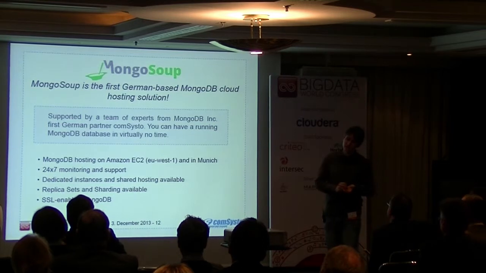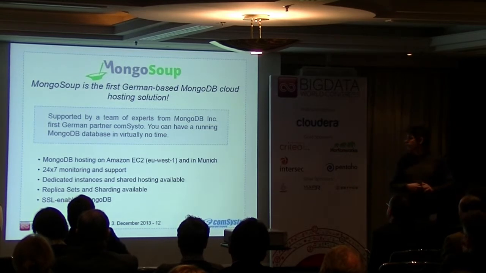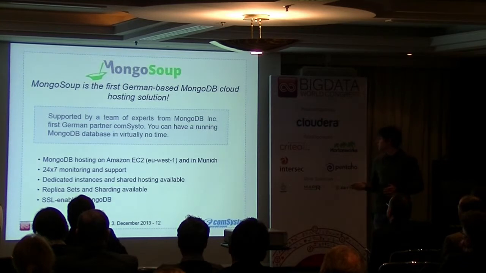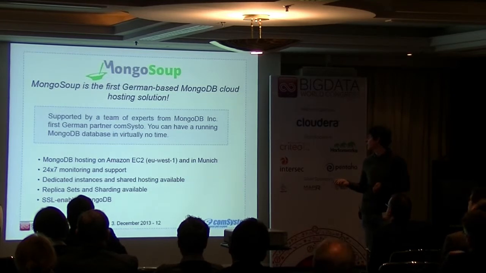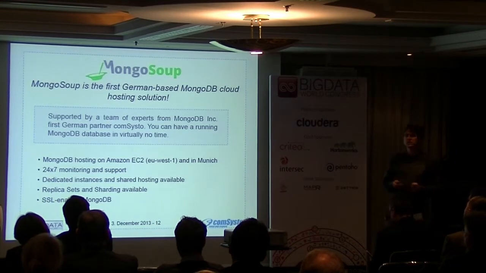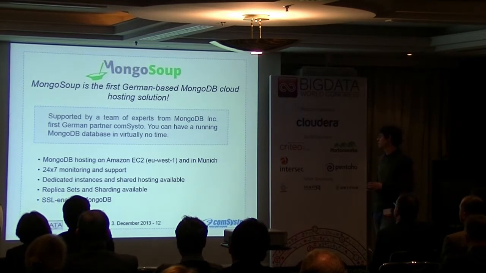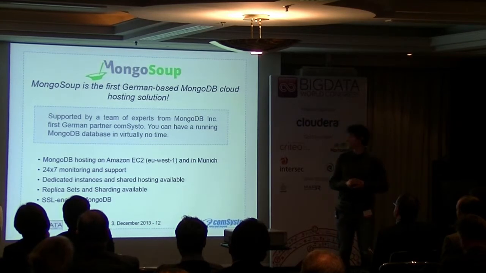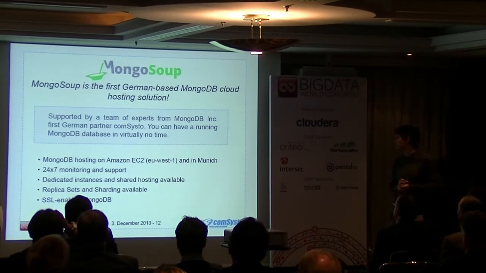On the other side, we learned that it's a good idea to check if there are already some experts available which provide you the service for the required technology you're looking for. So here it's called MongoSoup. It's MongoDB as a service, as a German service, which means you can choose MongoDB running on Amazon EU West, which is in Ireland, or hosted here in Munich. So if you have special data protection rules and you want to put your data in MongoDB, you could check for this service. It includes all the required features like 24/7 monitoring and support. You have shared hosting, you have dedicated instances. You have all these Mongo features like replica sets or sharding available.